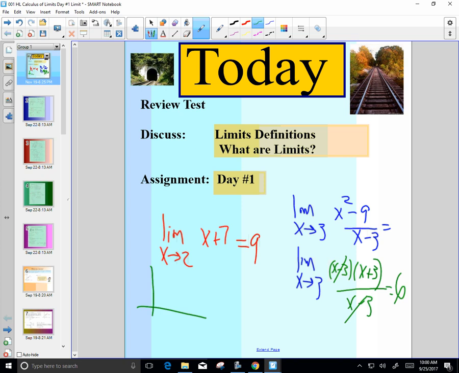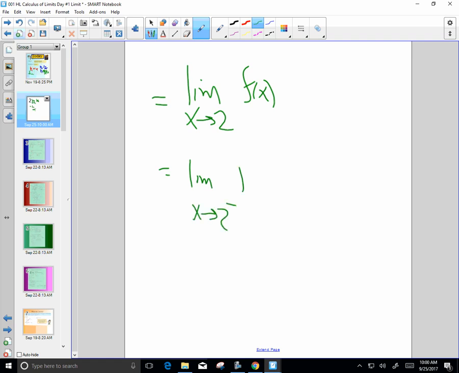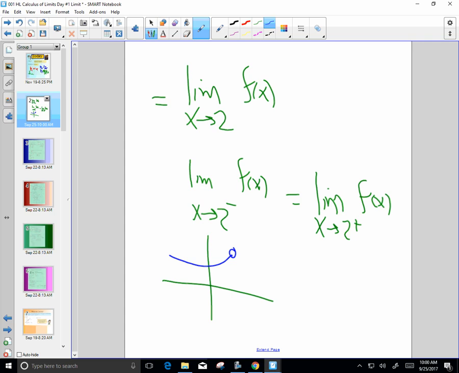Where the graph approaches. That is very important, and I'm going to hit that right now. The limit as x approaches 2 of f of x has to be true if the limit as x approaches 2 from the left equals the limit as x approaches 2 on the right. So what we're talking about there, very good. Here's your graph. Here's my function. This is what we call a point discontinuity. Let's say this is at 2.